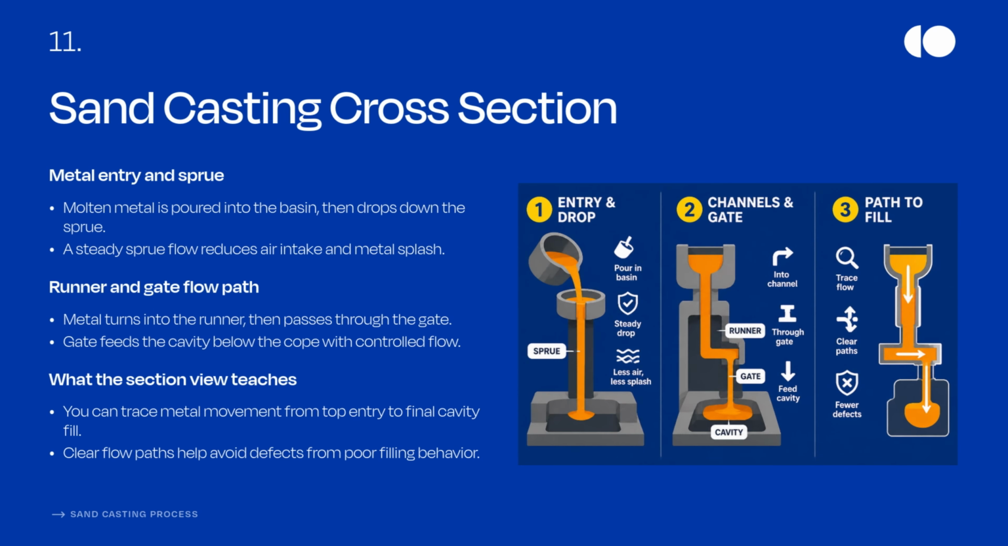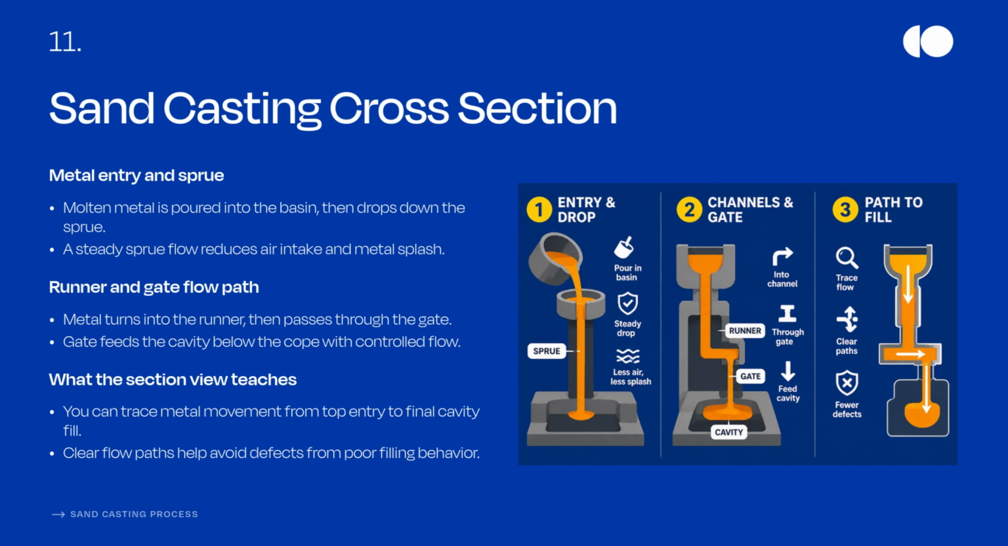Let's see the cross-sectional view of the sand casting process. It will show you how the metal entry and sprue look. The molten metal is poured into the basin, then drops down the sprue. A steady sprue flow reduces air intake and metal splash.